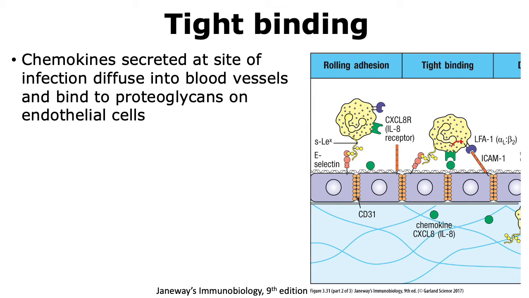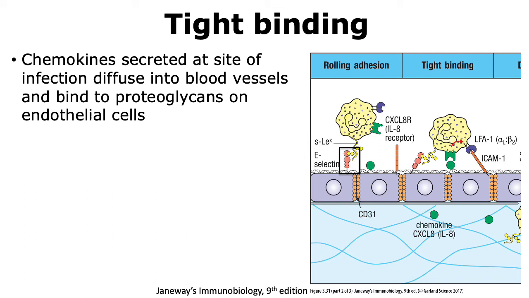After the step of rolling comes the step of tight binding or margination. Before we look into the step of tight binding, let us first focus on the chemokines that are secreted. Chemokines are secreted at the site of infection, and because they are soluble proteins, they can diffuse in the surrounding area as well as into the blood vessels. Once they cross the endothelial barrier and reach the side where the blood is, the chemokines can bind to proteoglycans that are associated with the endothelial cells. If you remember from cell biology, proteoglycans are proteins that form the extracellular matrix.